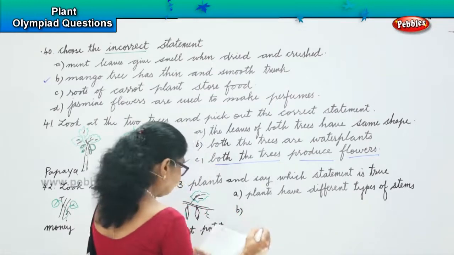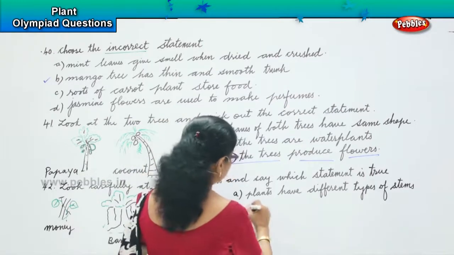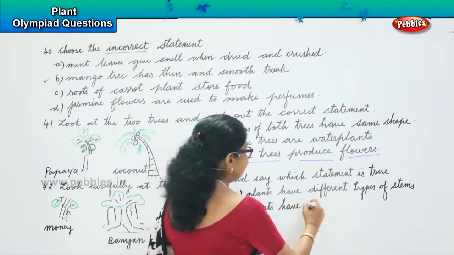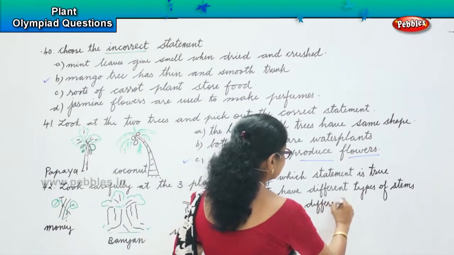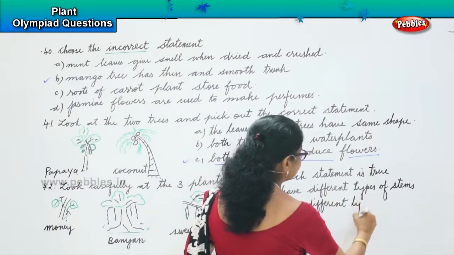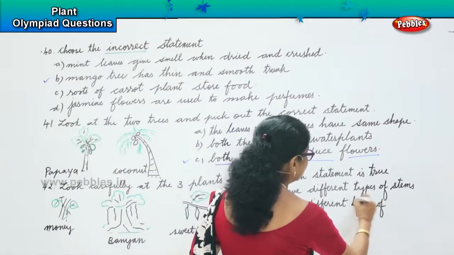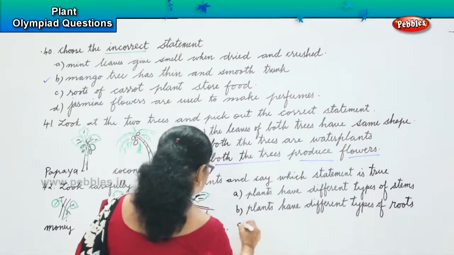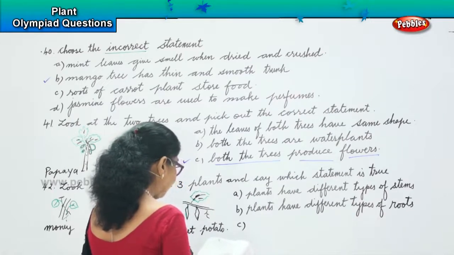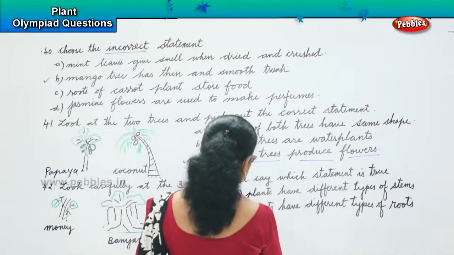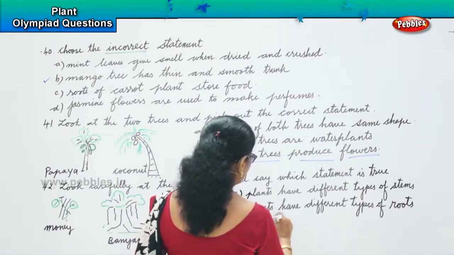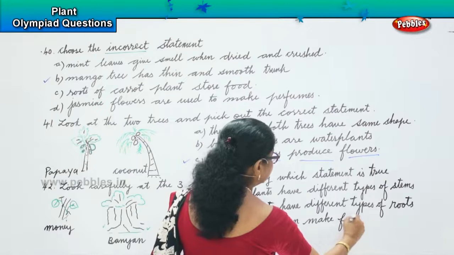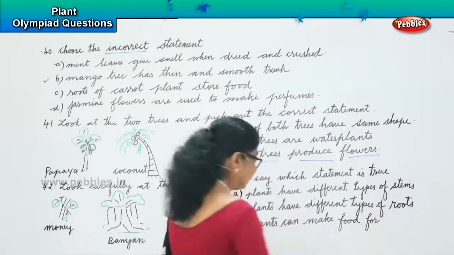Option B. Plants have different types of roots. Option C. Plants can make food for themselves.